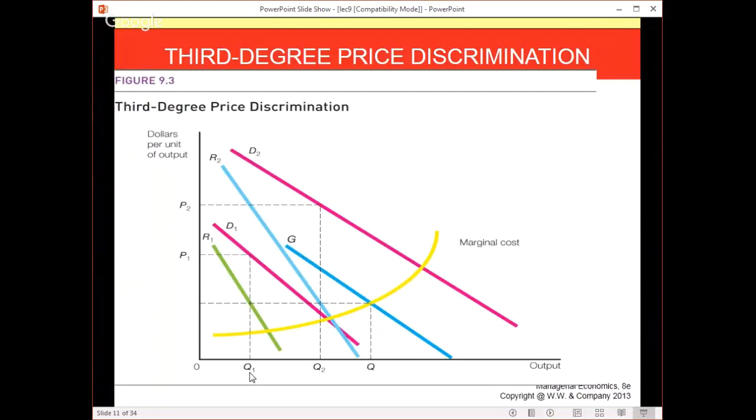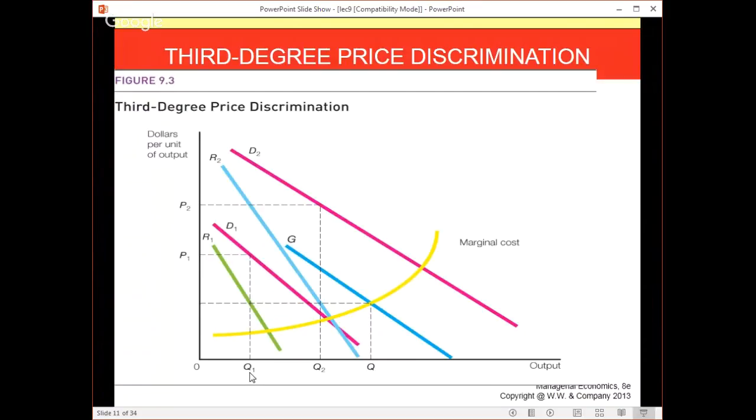So in this case, I'm going to have the marginal cost curve. I'm going to have the demand and marginal revenue from the first group, and the demand and marginal revenue from the second group. In some books, that's how they do it. They just maximize for the first group and maximize for the second group.